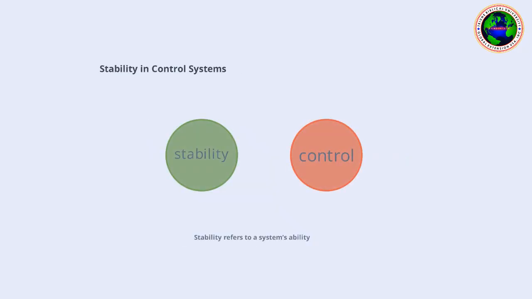Stability refers to a system's ability to maintain controlled behavior over time. Closed-loop systems are generally more stable because they can correct deviations from the desired output. Open-loop systems, lacking feedback, are more likely to drift or become unstable if conditions change.